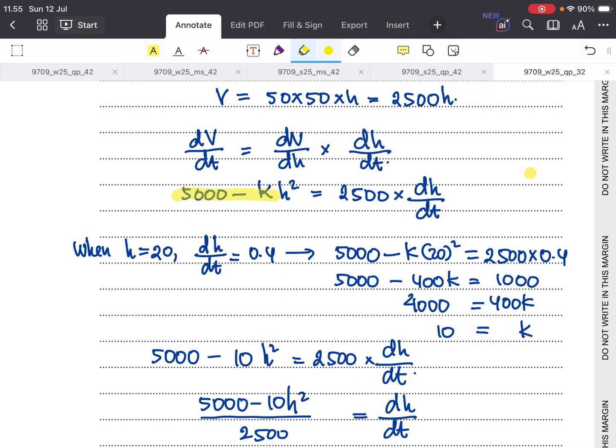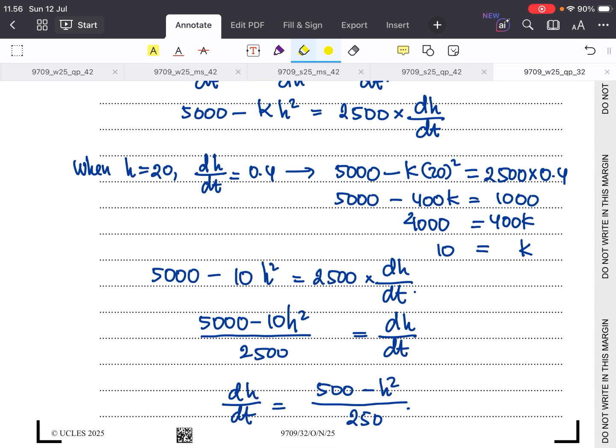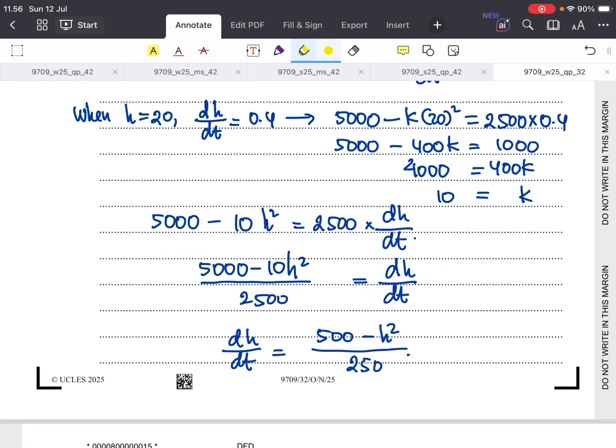So put it back into this equation. We have 5,000 minus 10 h square is equal to 2,500 times dh over dt. And then using algebra, we can find that dh over dt is this, and then simplified by dividing both numerator and denominator by 10. So we can show that dh over dt is 500 minus h square over 250.